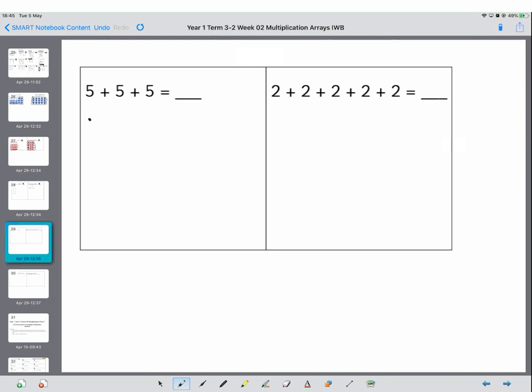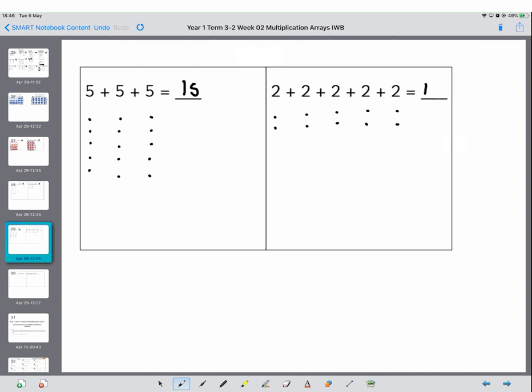So, here we go, 1, 2, 3, 4, 5. Another set of 5. Another set of 5. And that's 5, 10, 15. And the second one, groups of 2. So 2, 4, 6, 8, 10.